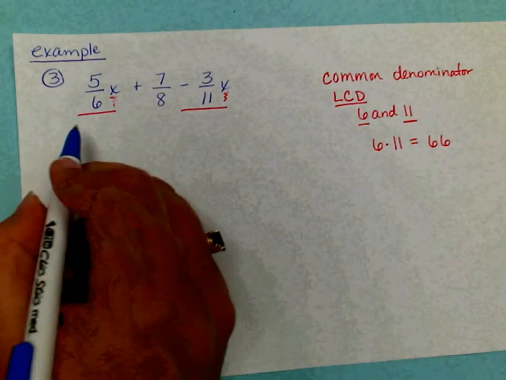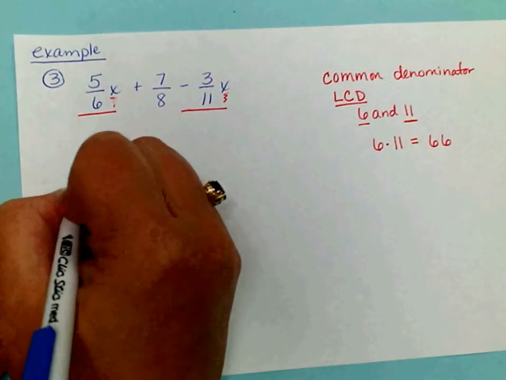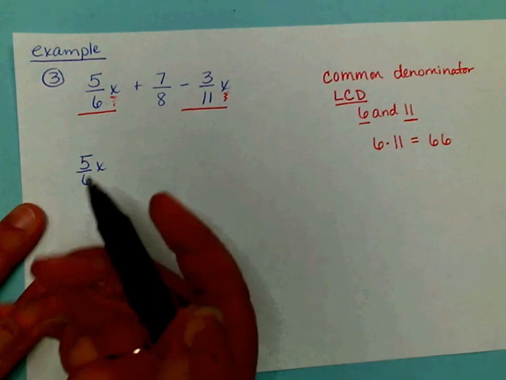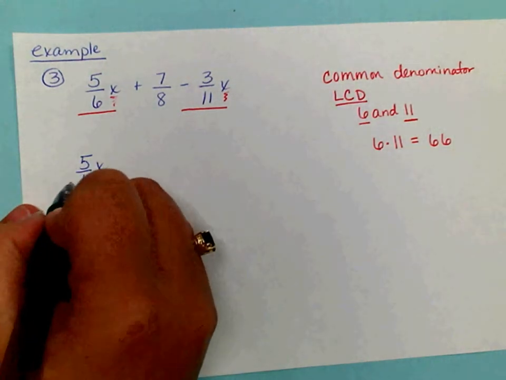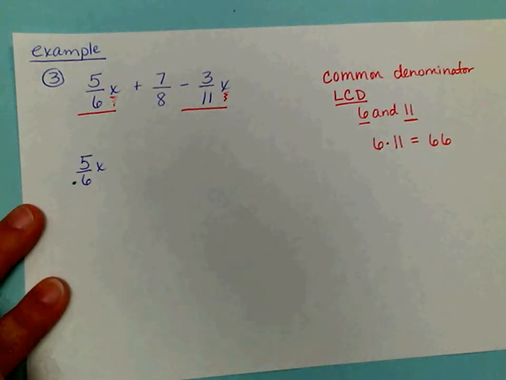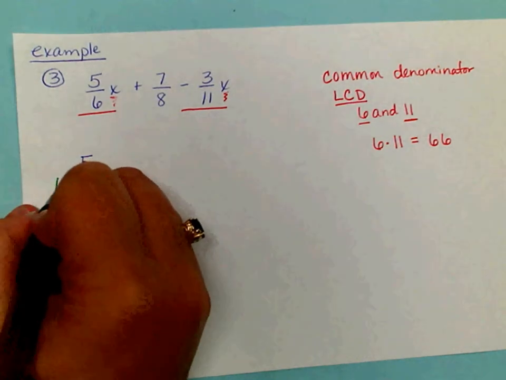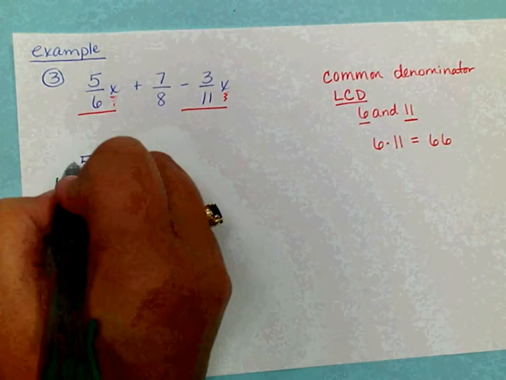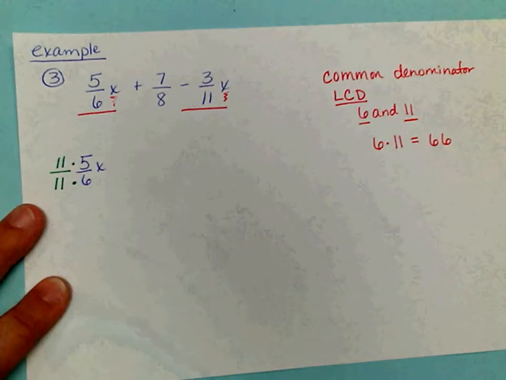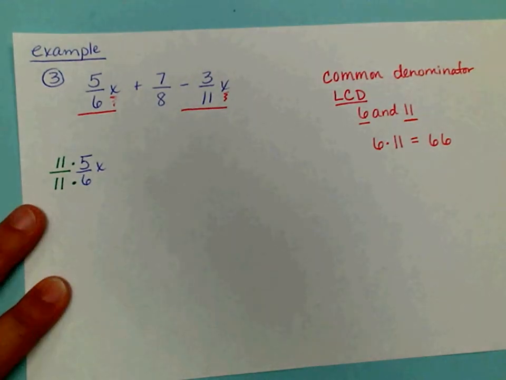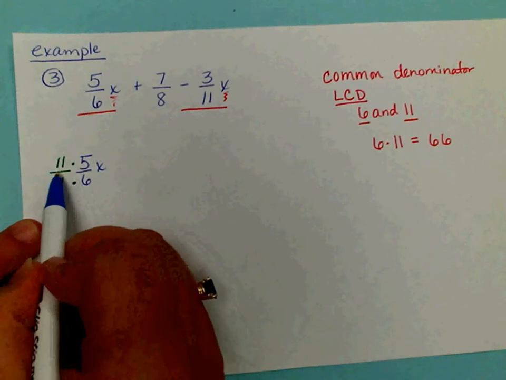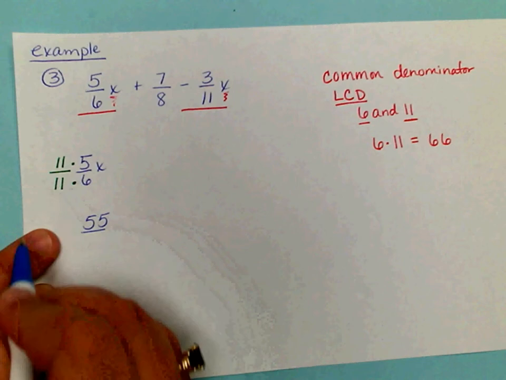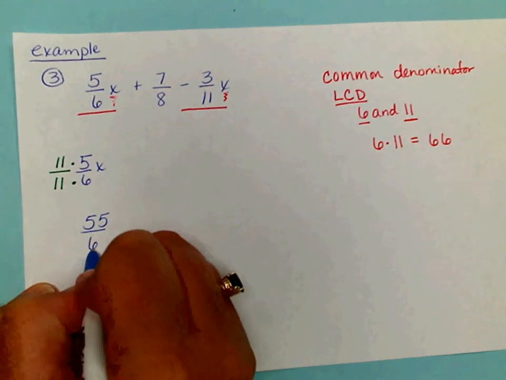We had that 5 over 6 times x. We have to rewrite that. We need this denominator now to be a 66. So notice to get 66, we actually have to take 6 times 11. But whenever you're working with fractions, whatever you do to the denominator, you have to do to the numerator as well. So we have to multiply both the 5 and the 6 by 11. So now 11 times 5 is 55, and in the denominator 11 times 6 is 66. And then keep our x.